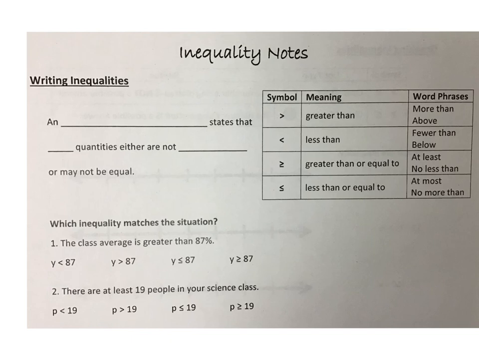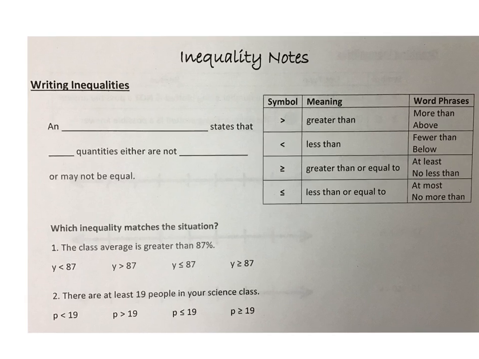Hey guys, today we're going to talk about inequalities. So an inequality is a situation where the two sides are not equal to each other. That means one side is greater than another, or it could be equal, but it could also not be equal. So for our definition, an inequality states that two quantities either are not equal or may not be equal.